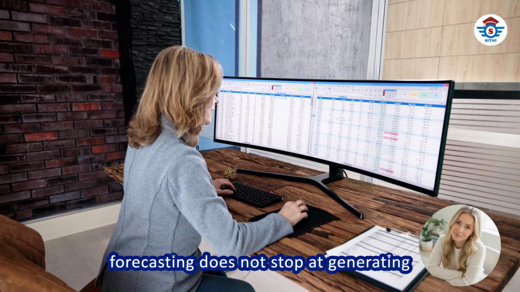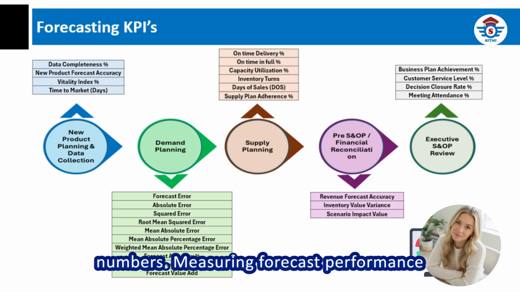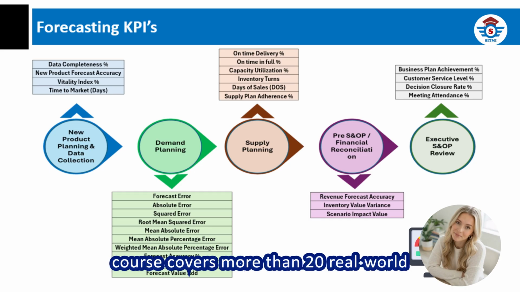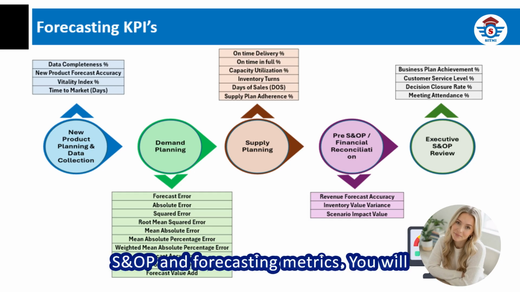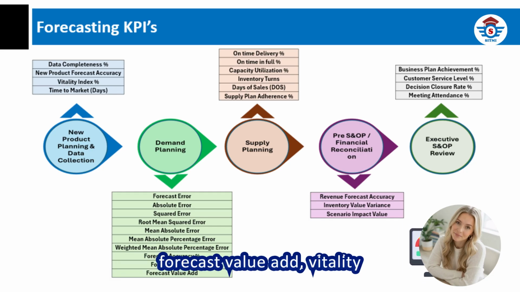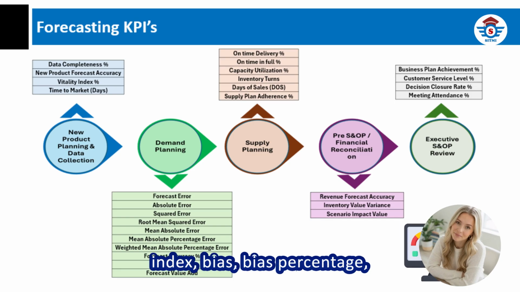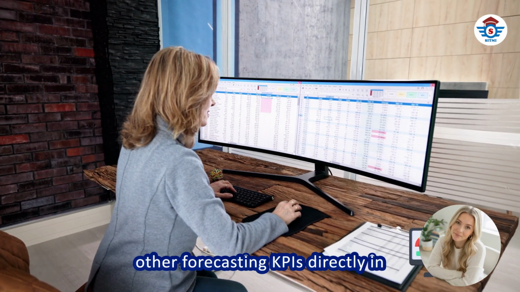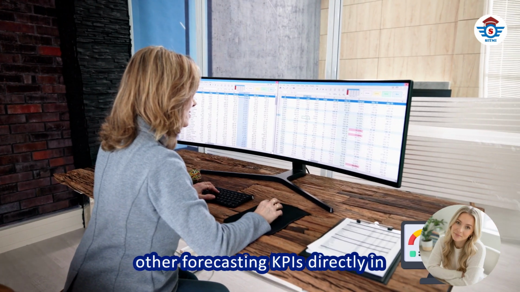But forecasting does not stop at generating numbers. Measuring forecast performance is equally important. That is why this course covers more than 20 real-world S&OP and forecasting metrics. You will learn how to calculate and interpret forecast value add, vitality index, bias, bias percentage, MSE, RMSE, and many other forecasting KPIs directly in Excel.